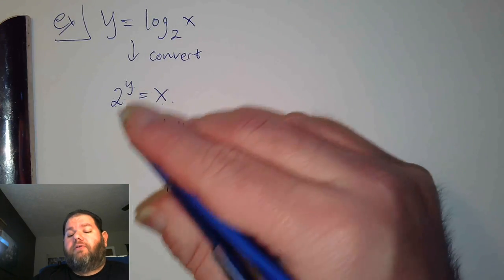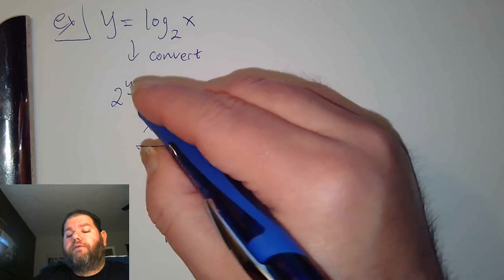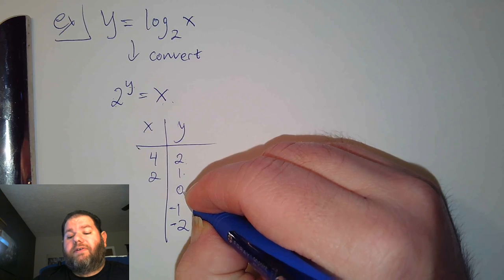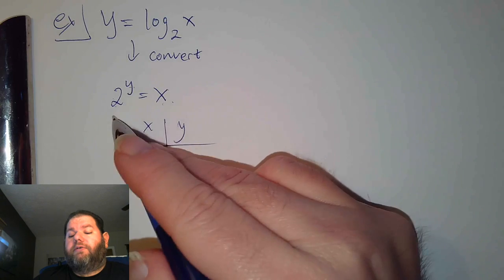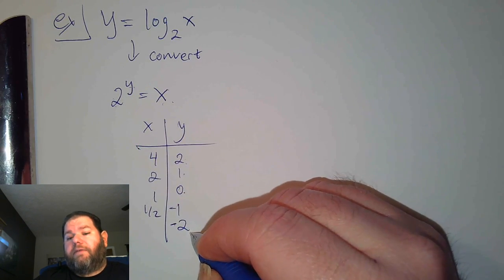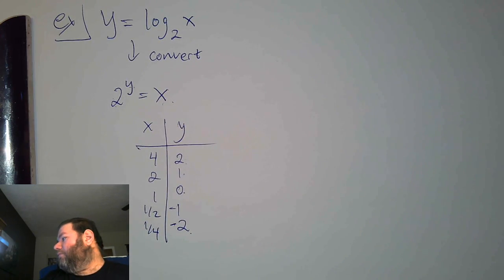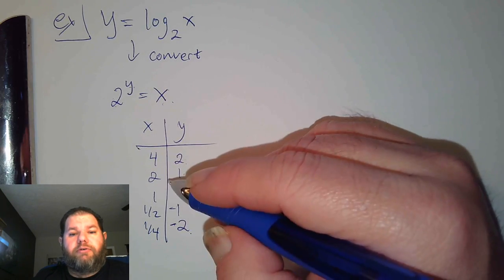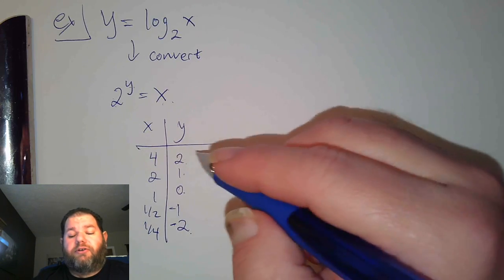So plug in the 2. 2 squared will be 4 for x. Y equals 1. 2 to the first will be a 2 for x. Plug in 0. 2 to the 0 is 1. Plug in negative 1. 2 to the negative 1 is 1/2. And plug in negative 2. 2 to the negative 2 is 1/4. This is actually the same coordinates that we found when we graphed the exponential function, except the x and the y columns are switched.